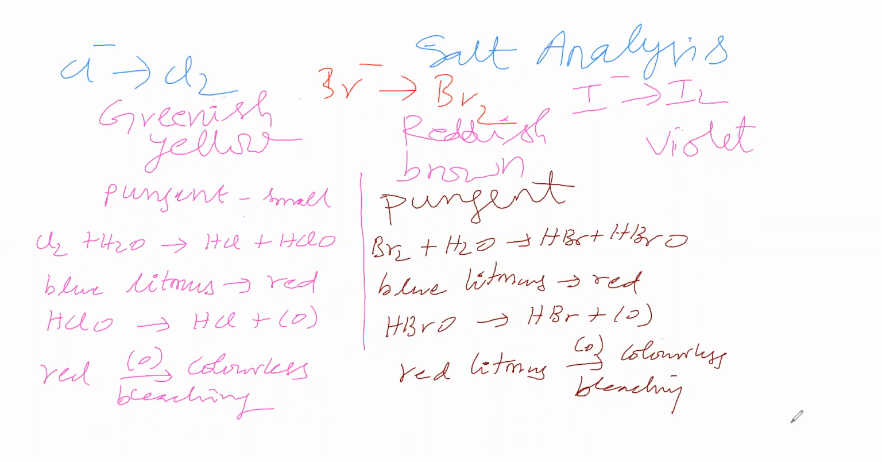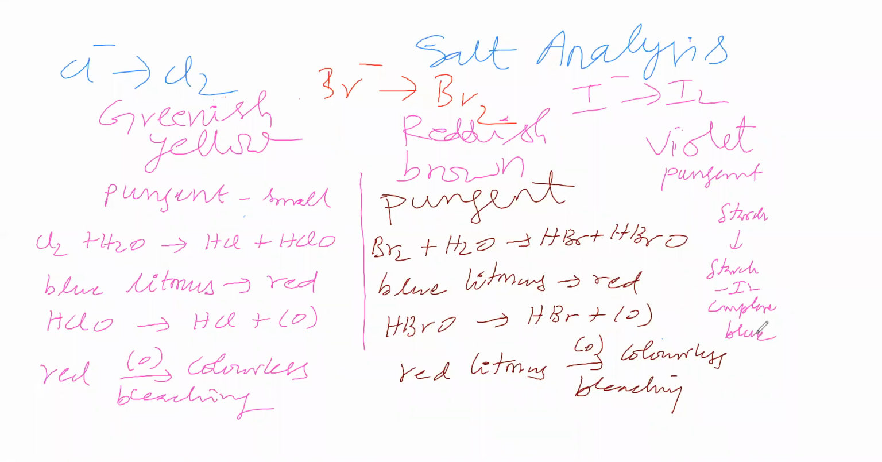Next, this I minus gives iodine vapors. Iodine vapors are violet and pungent. Now this iodine is passed into starch solution. This starch solution becomes a starch iodine complex. Starch iodine complex is blue.